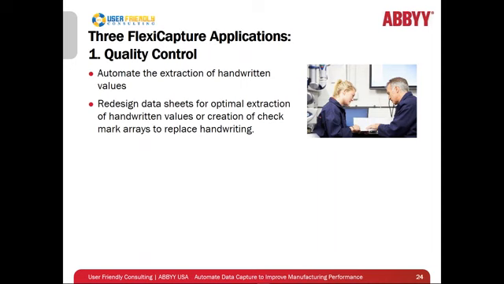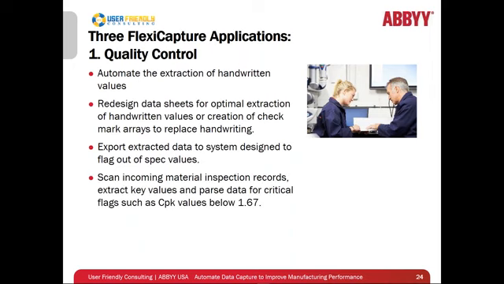because many times these data sampling sheets were just maybe drawn up in Excel and printed out, and they're not really optimized for electronic extraction. Export extracted data through a system designed to flag out-of-spec values. Something could be, say, we're looking for a CPK value of less than 1.67. We're looking for defects per opportunity, DPO, of greater than 3.4, whatever would be your Six Sigma requirements for your particular company. And I note that we can scan incoming material inspection reports for critical values, not just CPK, but could be anything.